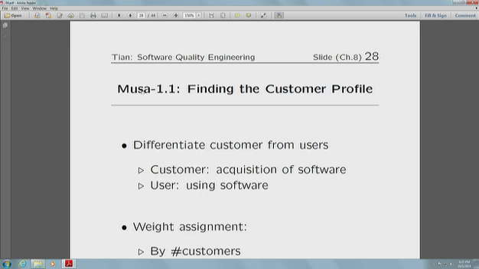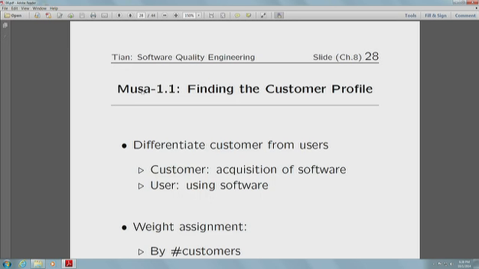Think of something that we use every day. We use Blackboard, we use access.smu. When we use those, who's the customer, who's the user? The customer actually is SMU, which got their Blackboard and the course management software.